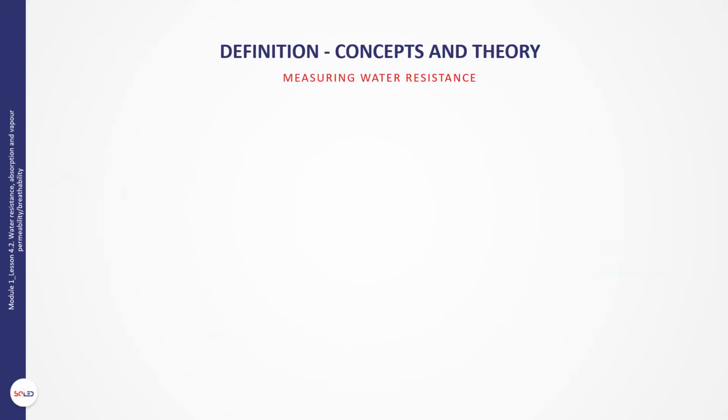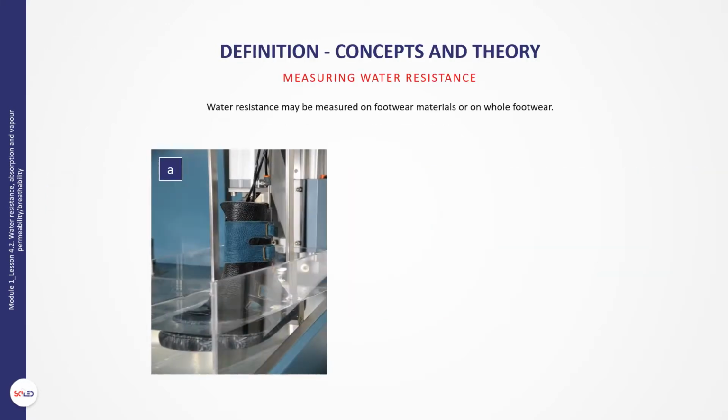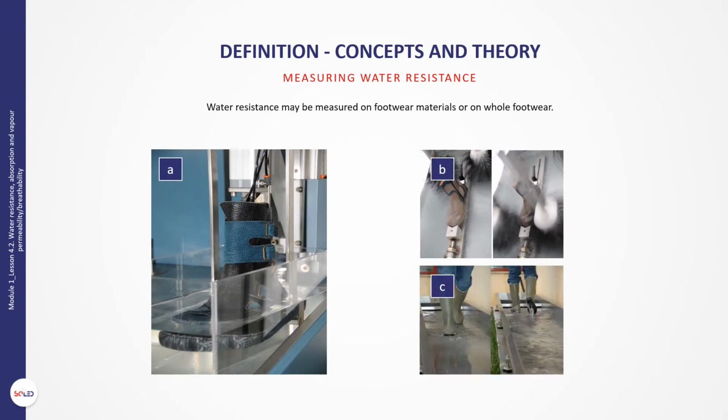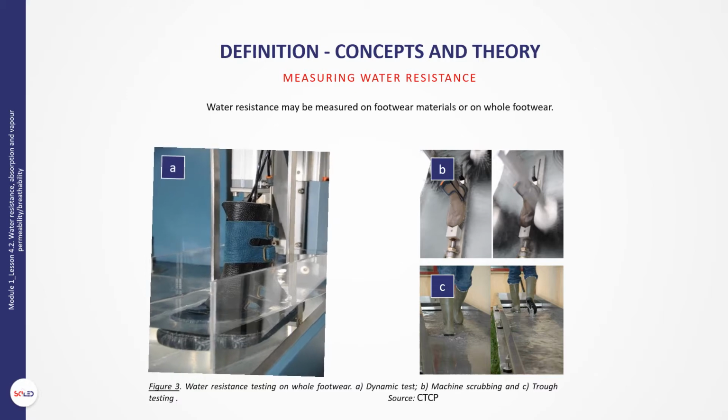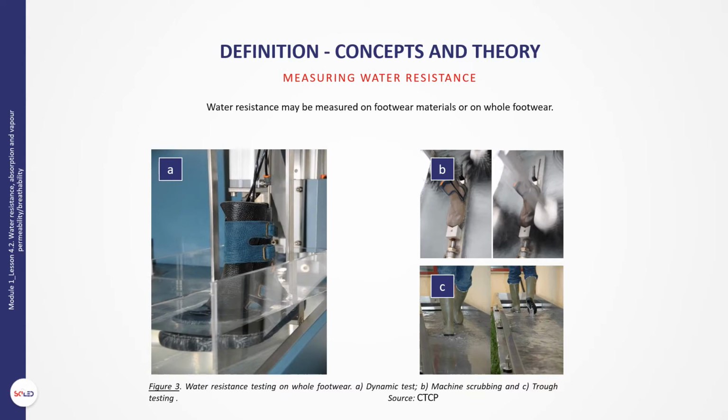There are 3 tests for the whole footwear: dynamic test, machine scrubbing test and trough test, all described in ISO 20344-2011, Personal Protective Equipment, Test Methods for Footwear. The dynamic test method is used to evaluate the resistance to water penetration of a whole footwear during flexing and can be applied to all types of footwear.